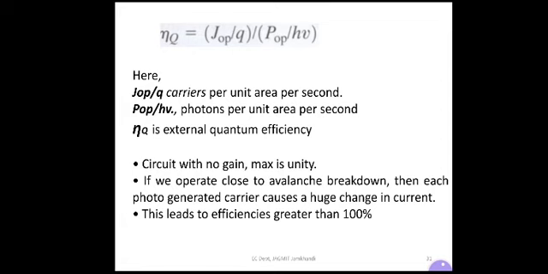If low level optical signals are to be detected, it is desirable to operate the photodiode in the avalanche region of its characteristics. So remember, if you want to detect low level optical signals, then it is required to operate the photodiode in the avalanche region of its characteristics. Here each photogenerated carrier causes a huge change in the current. So this leads to efficiencies greater than 100%. Thank you for watching the video.